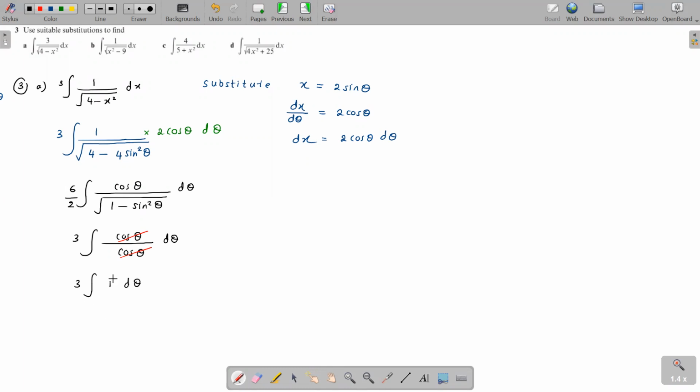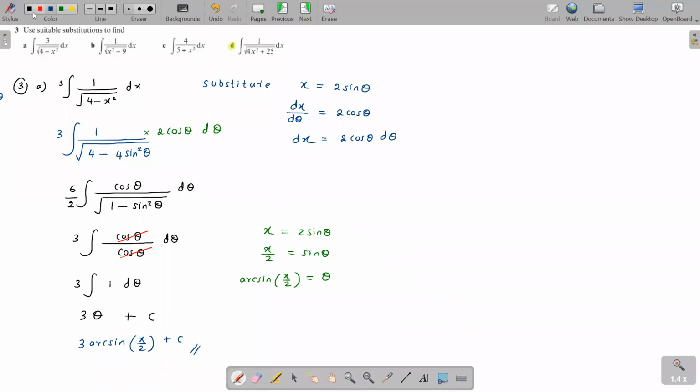So when you integrate 1 with respect to theta, we get theta. Don't forget the plus c. Now get the theta value. How is theta? X is input from the main substitution. X is 2 sine theta, which means x over 2 is sine theta. Which means what? Theta is sine inverse x over 2, or arc sine x over 2 equals theta. So basically this is 3 arc sine x over 2 plus c. Okay, can you understand?